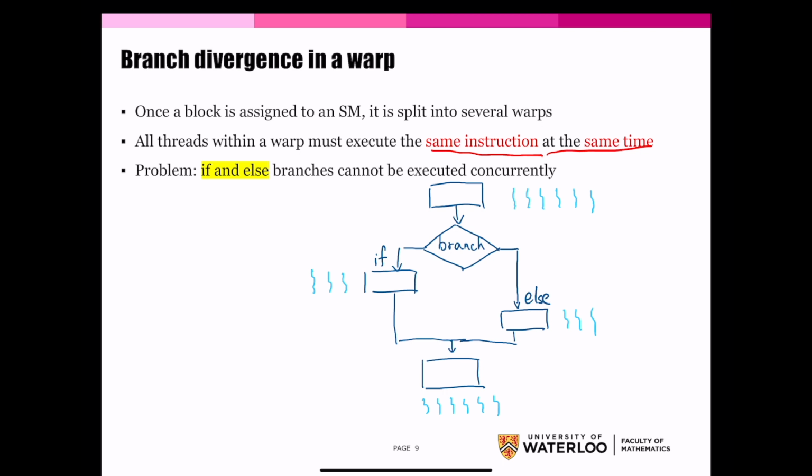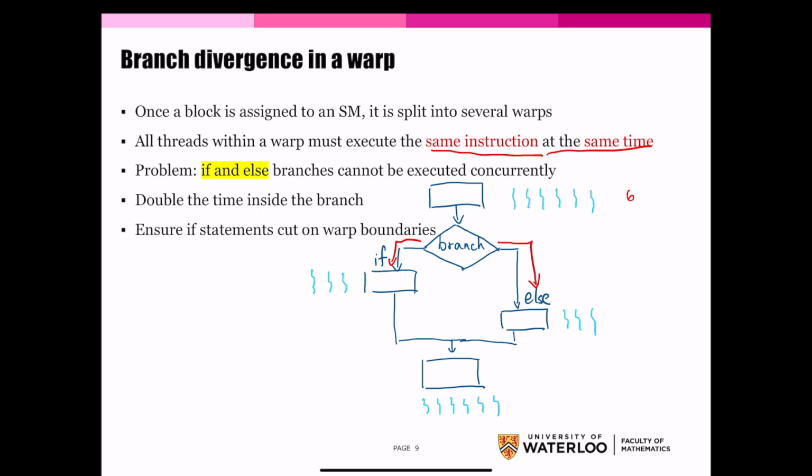We have a warp of 6 threads. And we go to the branch, and 3 of the threads go to the if statement, and 3 of the other threads go to the else statement. In this case, we need to double the time inside the branch. It will result in performance loss. This is not good, but we have nothing to do about it. We need to ensure if statements cut on warp boundaries.